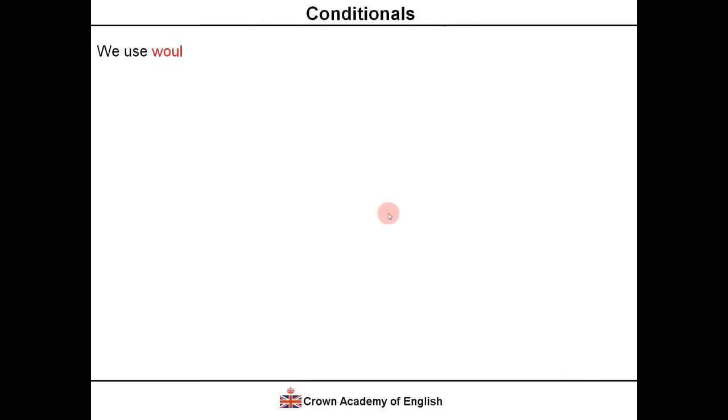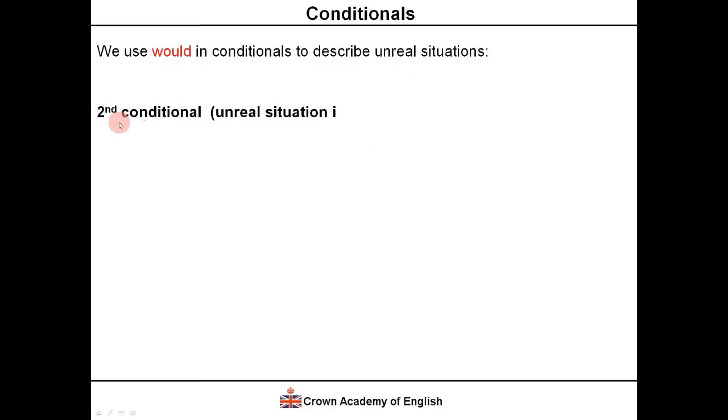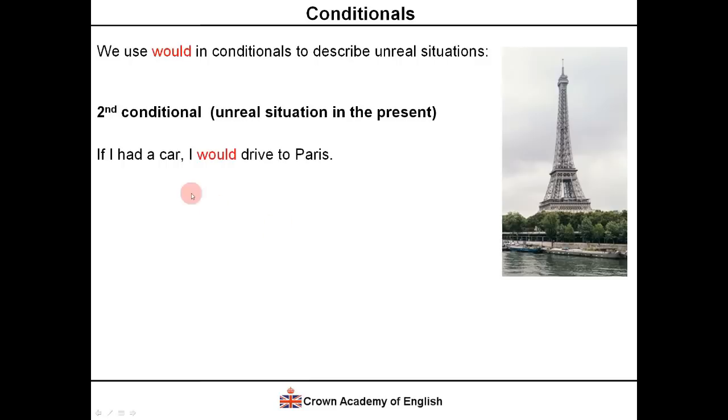Conditionals. So we use would in conditionals to describe unreal situations. And we use them in the second conditional, which is an unreal situation in the present. If I had a car, I would drive to Paris. Okay, so this is a conditional structure. And although this is a past tense, it is in fact happening in the present. And it's an unreal situation in the present.